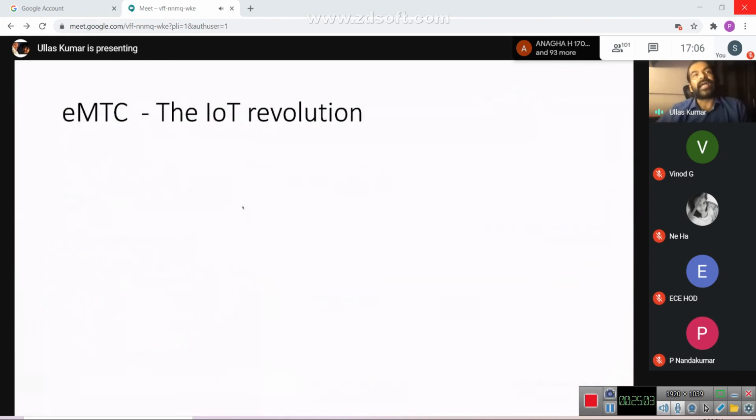The last one is the mMTC or the eMTC, the machine type communication, which is the IoT revolution. IoT, you might already know, is the Internet of Things. The best example for Internet of Things is when you walk out of your house, your umbrella will say to you, please take me, it is going to rain today, you have to have me. That's the best example that I can come up with.